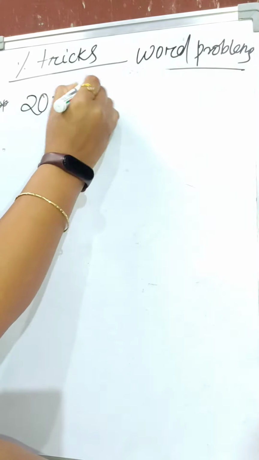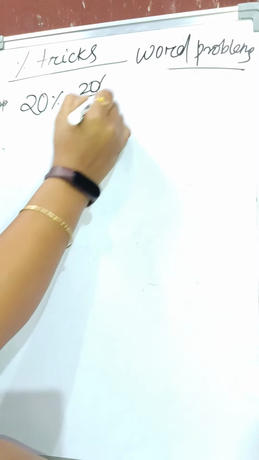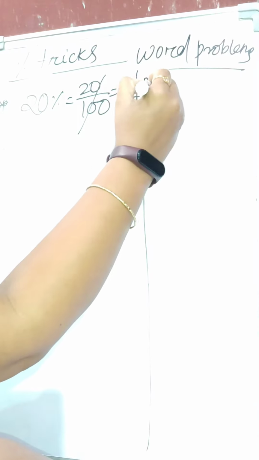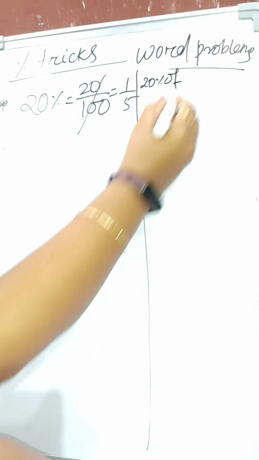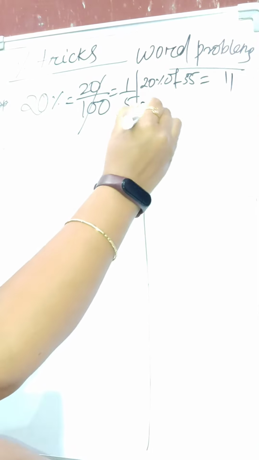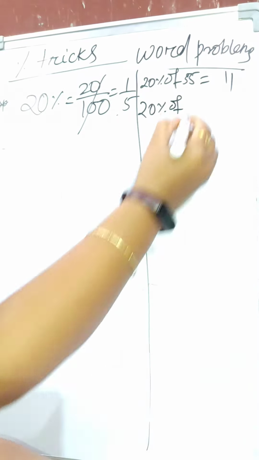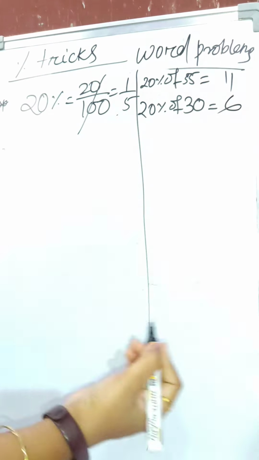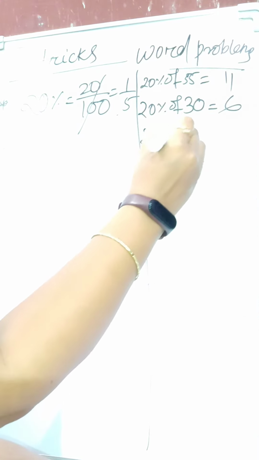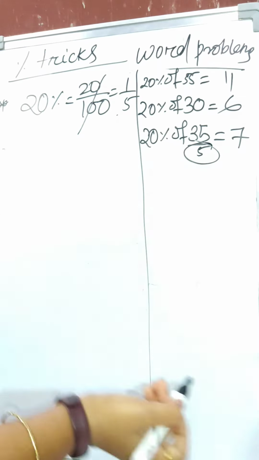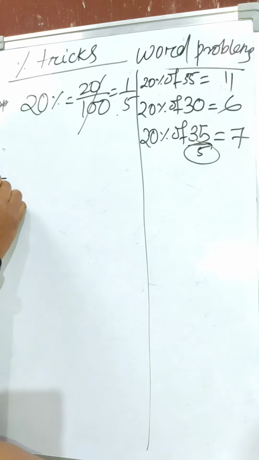Like 20% means 20 by 100, which means 1 by 5. Likewise, let's give some examples. 20% of 55 means 55 by 5 is equal to 11. 20% of 30 means 30 by 5 is equal to 6. 20% of 35 means 35 by 5 is equal to 7. Right? So how easily we do this?